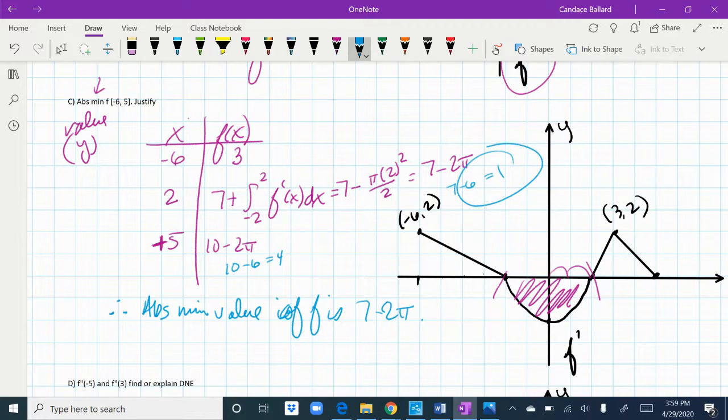Points. So the points on this part, you got 1 point for considering the 2, and you got a point for the actual absolute minimum value here.